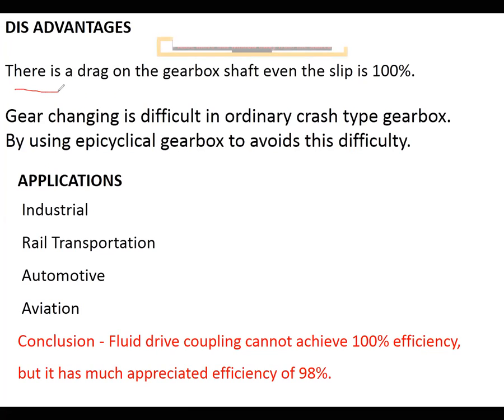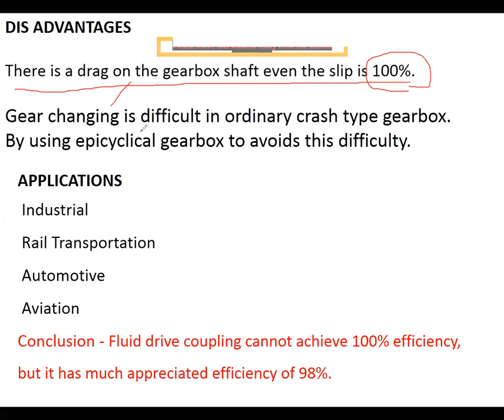There is a drag on the gearbox shaft even at 100% slip, because a fluid coupling is there. Through that fluid, the slippages can take place. So that is one disadvantage here.